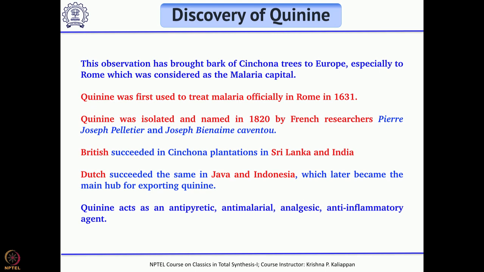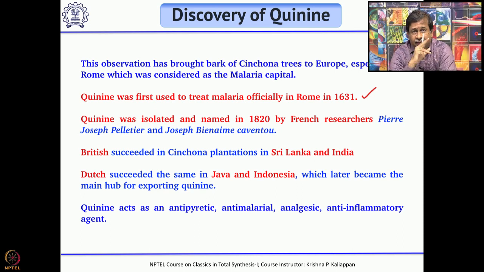So afterwards, people started using extracts from the bark of the Cinchona tree for treatment of malaria, not only in Rome but also in other parts of Europe. However, it took 200 years to isolate the pure form of quinine. Only in 1820, two French researchers, Pierre Pelletier and Joseph Caventou, isolated the pure form of quinine, and afterwards British people wanted to plant this in their colonies, so they succeeded in planting this in India and Sri Lanka, and then Dutch people also succeeded by planting in Java and Indonesia.